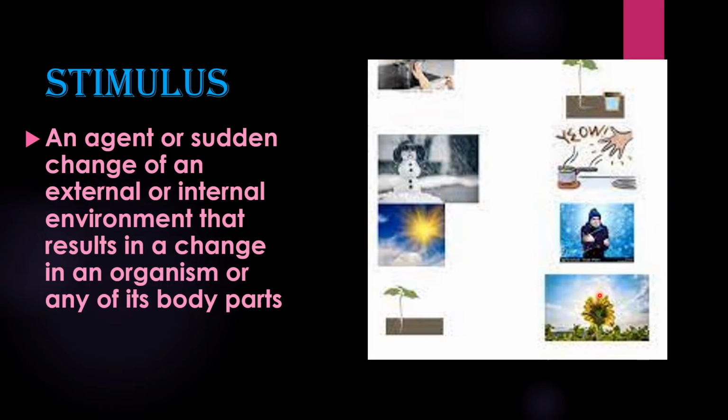Then we can see here in this picture, there are different types of stimulus. Sunlight is a stimulus, right? Then here cold, hot, heat is a stimulus, right? These are the different types of stimulus you can see. Here you can see the sunflower is facing towards the sun. Sunlight is a stimulus here, right? Like that, the external factor or internal factor or any agent that we can say, that is the stimulus.